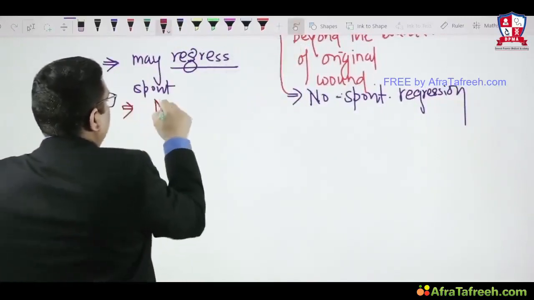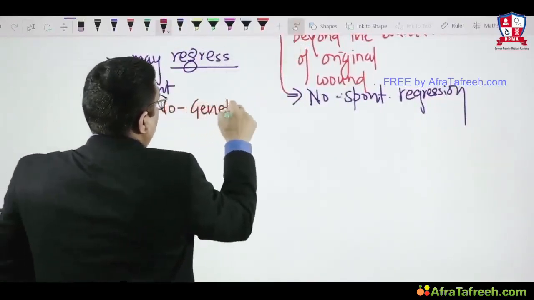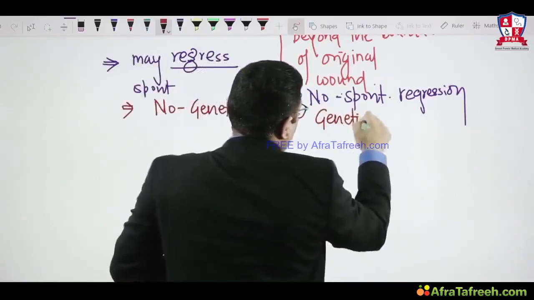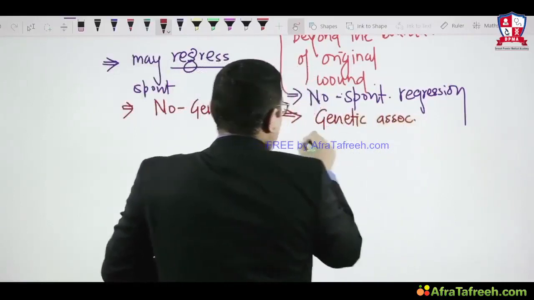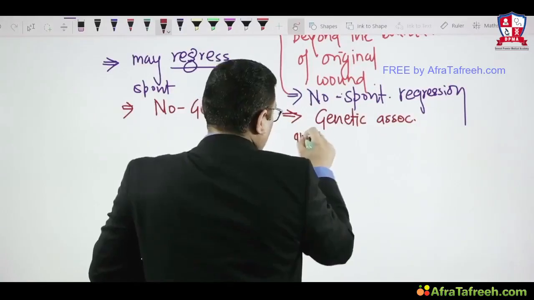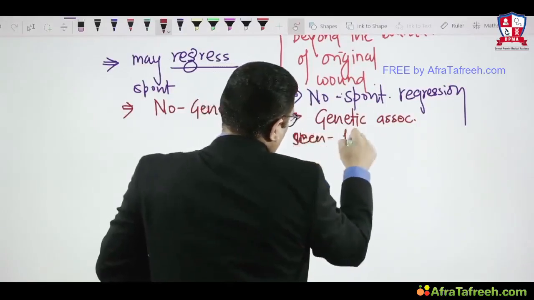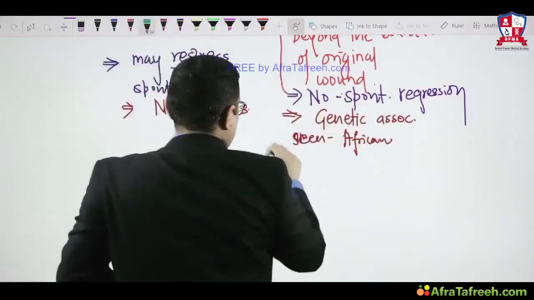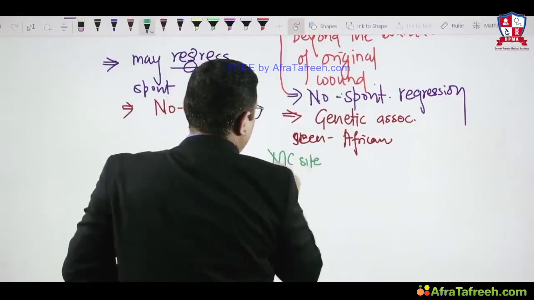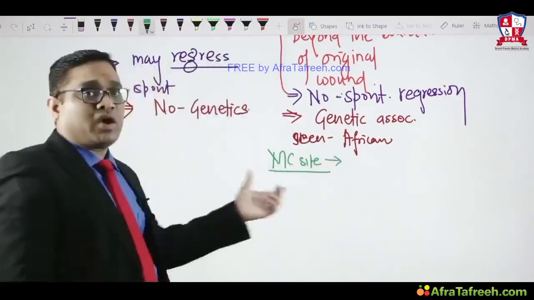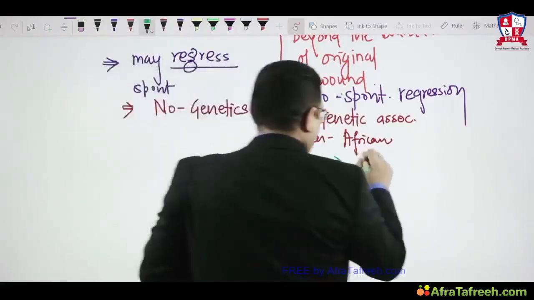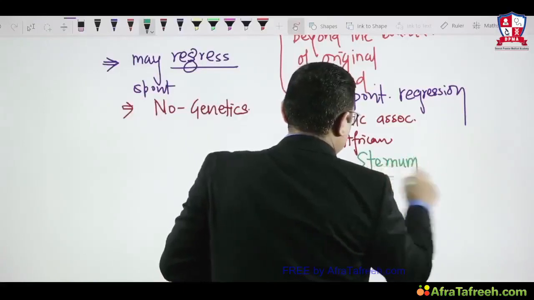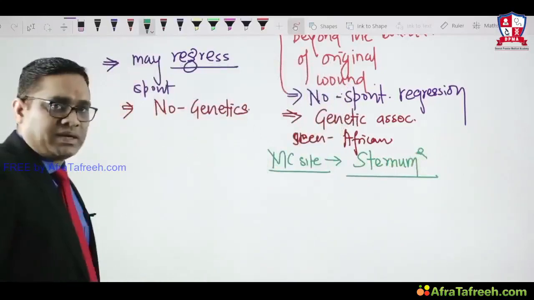So here we have to understand there will be no genetic association in hypertrophic scar, whereas keloids have genetic association. And they are commonly seen in African origin, right? Hypertrophic scar has no most common site, but the most common site for keloid will be the sternum, right? So that is another important MCQ which examiners ask. Sternum is the most common site for keloid development.